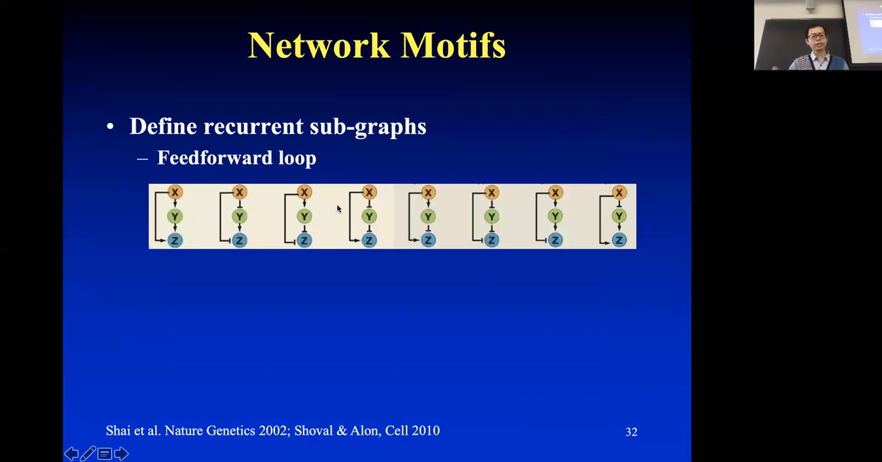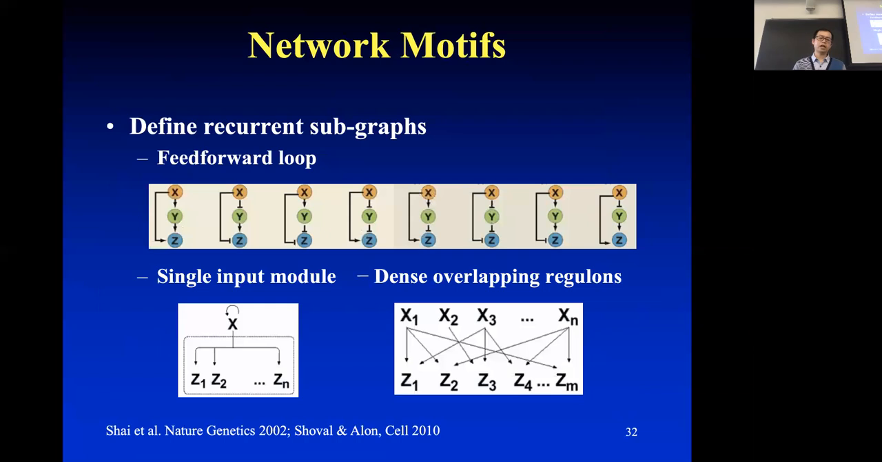Whatever the case, this kind of structure is the so-called feed-forward loop. I will explain more later. The other kind of structure is the so-called single input module. X is a transcription factor, and it can control the expression of many other genes, as shown here, Z1 to Zn and many others. The last case is the most complex, with many-to-many interactions.